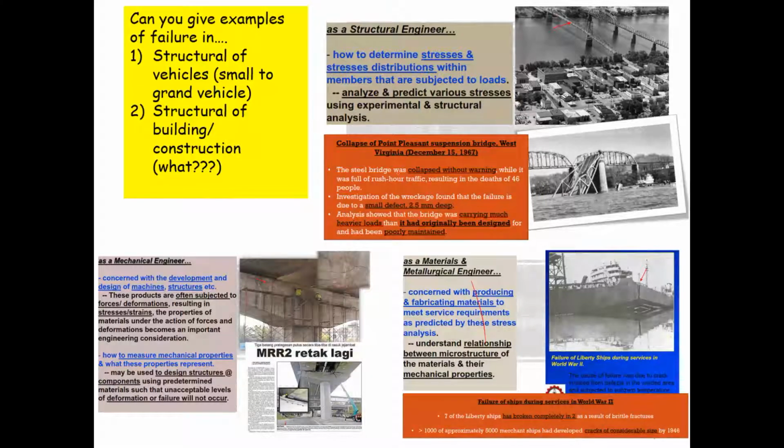Alright, so let us look at number one, which is the steel bridge. This is the steel bridge in West Virginia, December 15, 1967. So what happened here? This bridge collapsed, right? It collapsed, and investigations found that this failure was due to a small defect, around 2.5 mm deep. And why did it happen? Because of overloading, alright? And it was also poorly maintained.